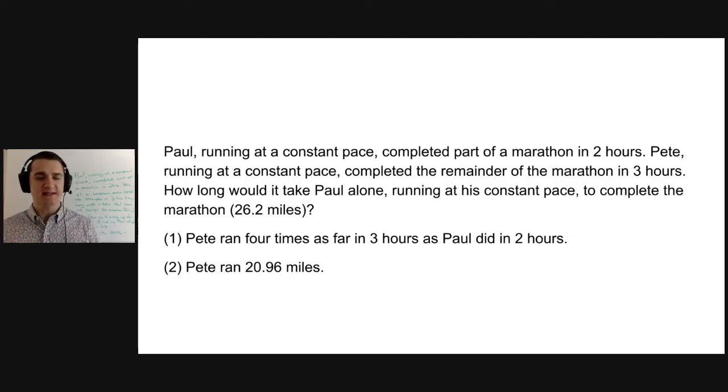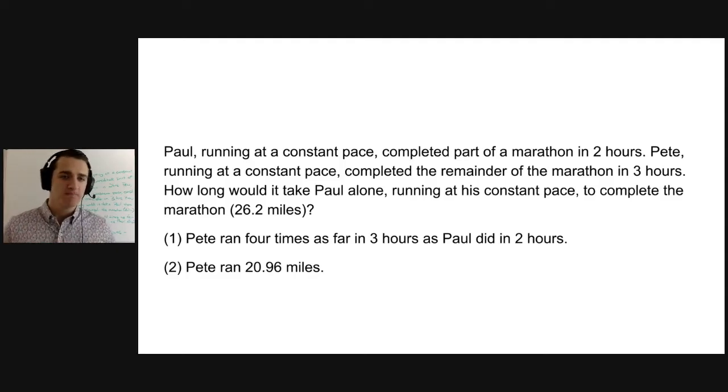The question asks, Paul, running at a constant pace, completed part of a marathon in 2 hours. Pete, running at a constant pace, completed the remainder of the marathon in 3 hours. How long would it take Paul alone, running at his constant pace, to complete the marathon, a marathon being 26.2 miles.